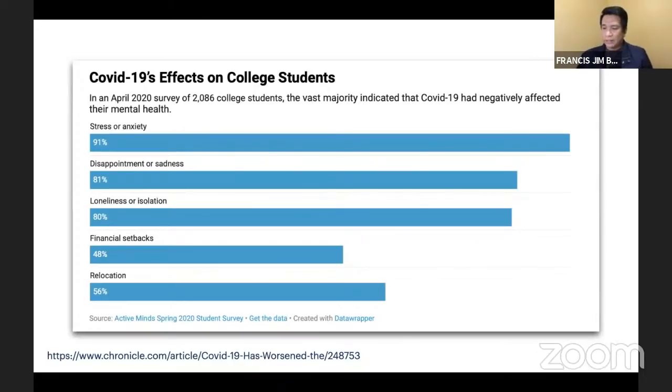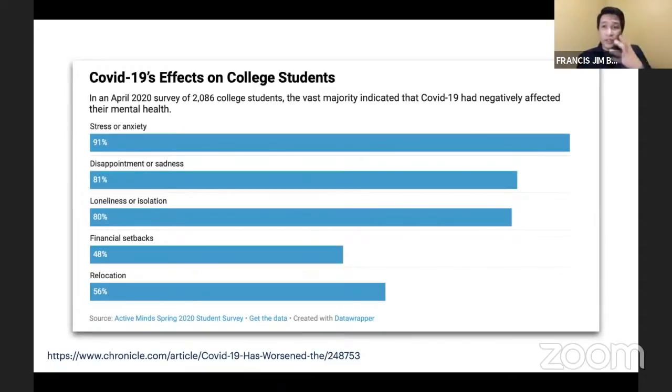But the big idea here is that if you look at this chart, you would see a high level of stress and anxiety, disappointment or sadness, loneliness or isolation, even financial setbacks for those college students who are working, the working students. And then even the idea of relocation is affecting them.